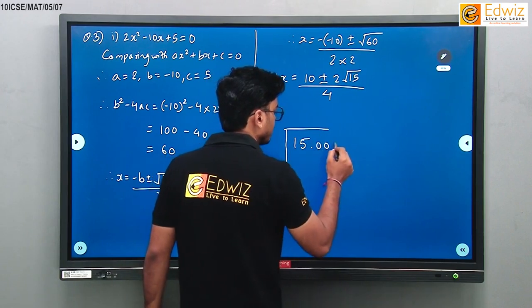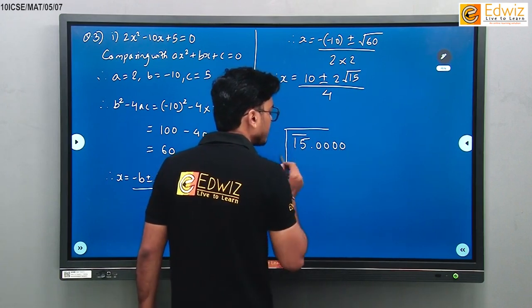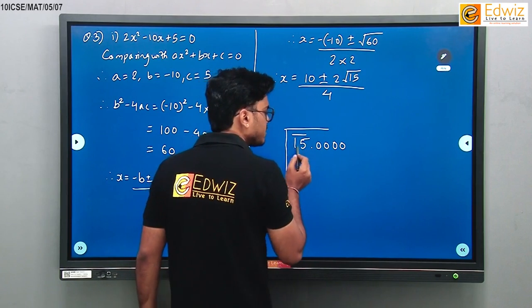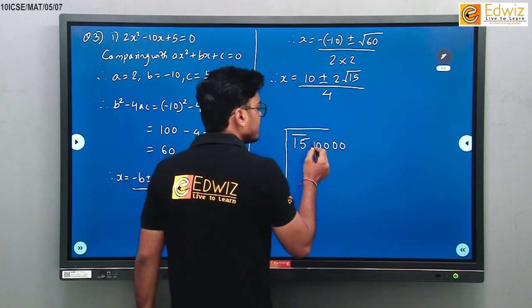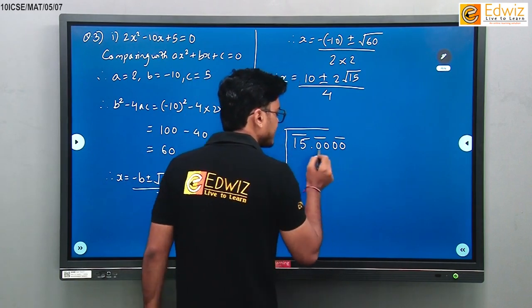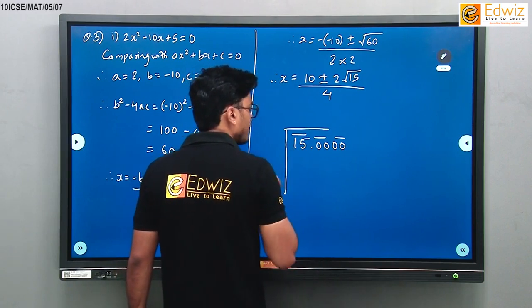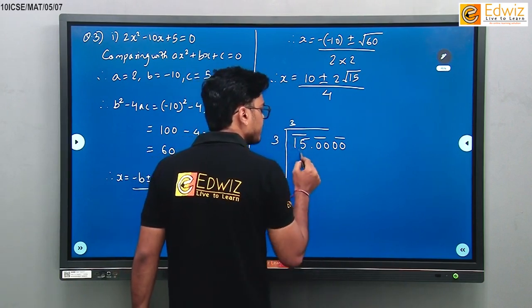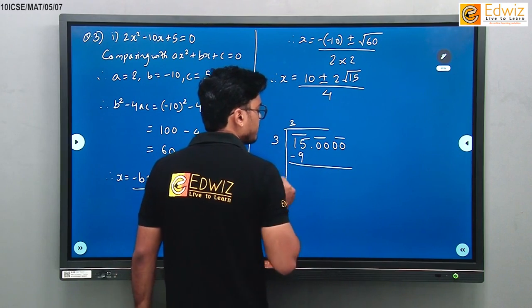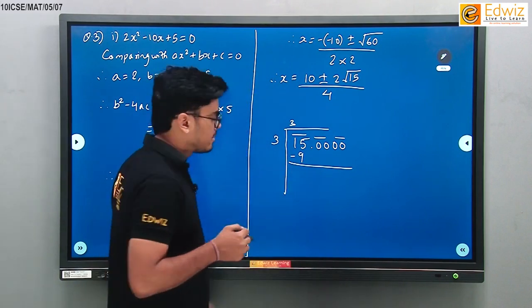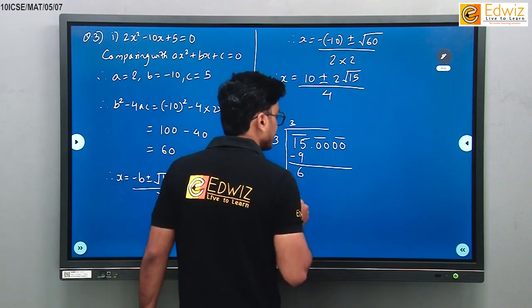Again, don't forget to make the groups properly. Start from the units place on the left-hand side, and start immediately on the right-hand side of the decimal. So the nearest square to 15 is 3, since 3 3s are 9. Correct? Because 4 4s are 16, which is greater. Then 6 is the remainder here.